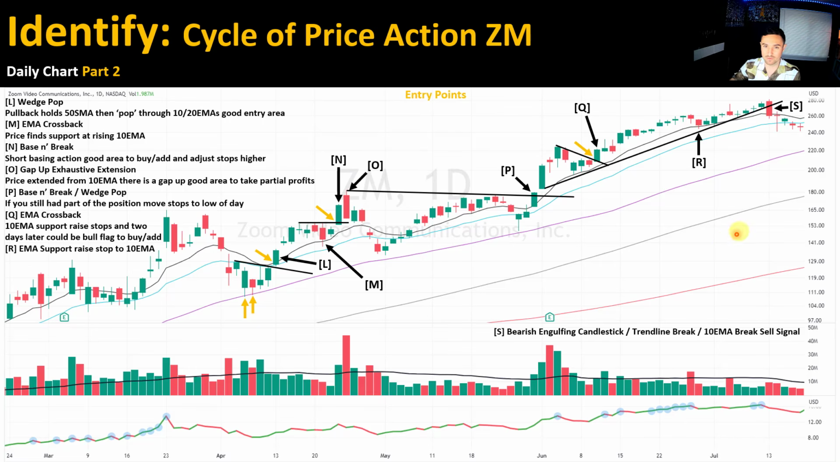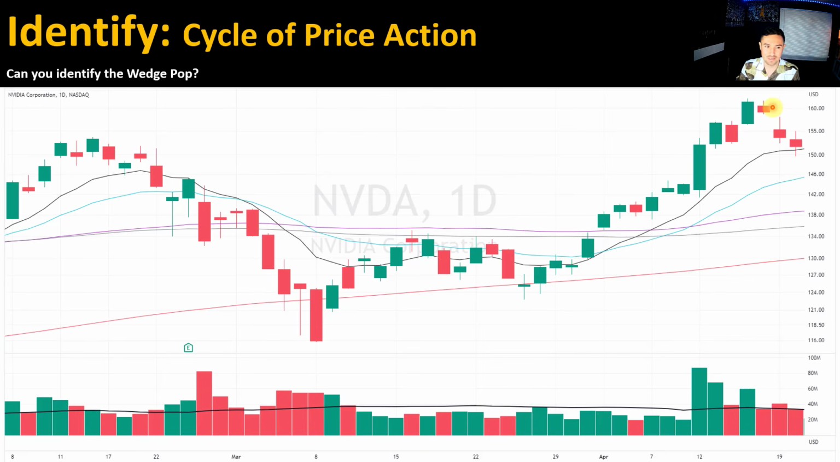And then at S, you get your 3 signals actually. You get a bearish engulfing candlestick, which is also a trend line break and is also a 10 EMA break sell signal. So again, 3 confluences there. It's losing the moving averages, it's breaking the trend line, and it's a terrible looking candlestick. It's a bearish engulfing type candlestick. Let's go on to the next one.